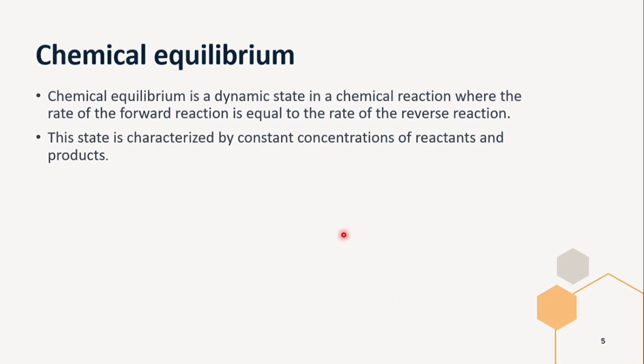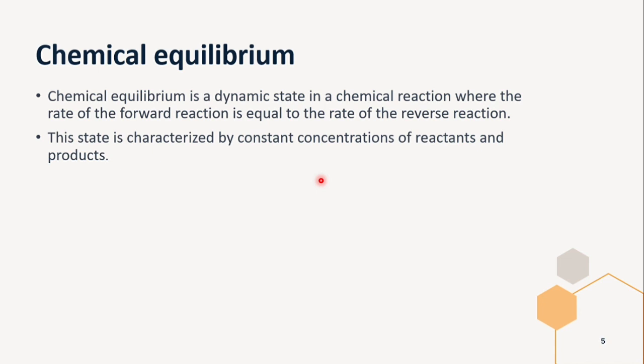Chemical equilibrium. Chemical equilibrium is a dynamic state in a chemical reaction where the rate of forward reaction is equal to the rate of reverse reaction. This state is characterized by constant concentrations of reactants and products. As we say, the word equi means something which is equal, which is the same. So in reversible reactions, the rate of the forward reaction and the rate of the backward reaction are the same. The concentrations of the reactants and products are constant. That is nothing but a reversible reaction or chemical equilibrium.